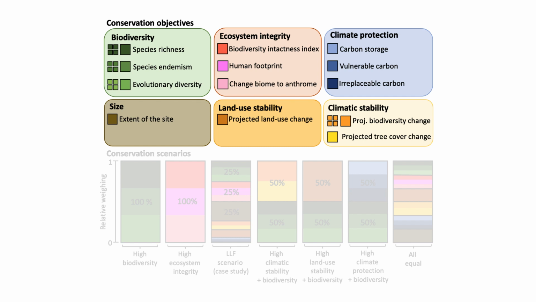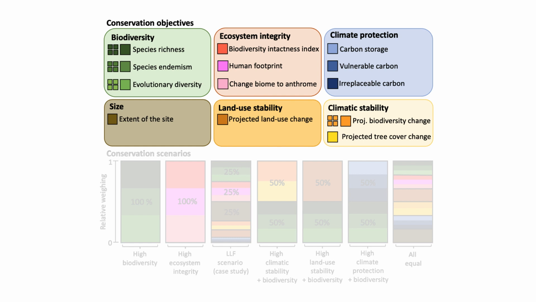The tool includes the following conservation objectives: high biodiversity, ecosystem integrity, climatic stability, land use stability, climate protection, and area size. Each objective is based on a collated set of macroecological indicators. For example, the objective biodiversity comprises the total species richness of birds, mammals, reptiles, and amphibians, their endemism, and their evolutionary diversity. The 6 different conservation objectives can be combined into different conservation goals as laid out in the figure.